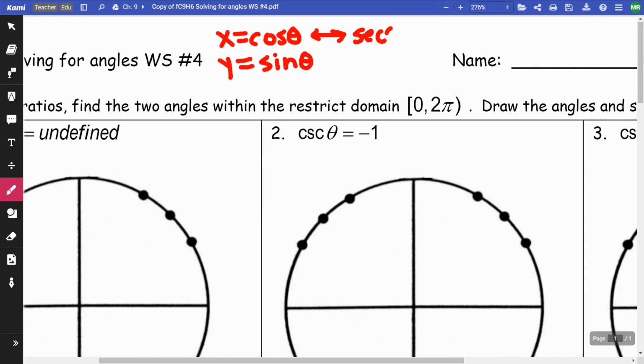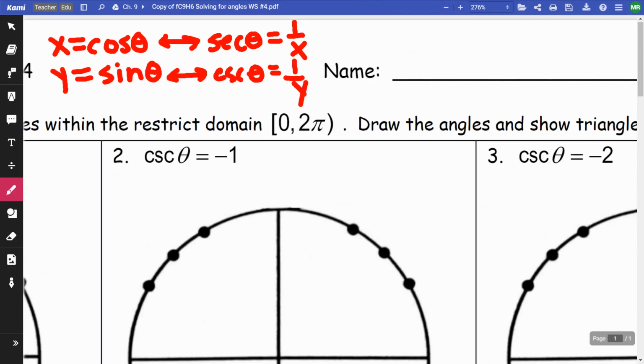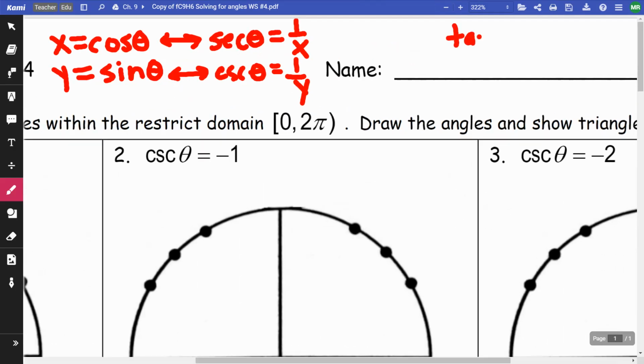remember, C doesn't go with C and S doesn't go with S. That's how I remember it. This is going to be equal to 1 over x. And the reciprocal of sine is going to be cosecant, and that's going to be 1 over y. And then tangent is equal to sine over cosine, or y over x, which means that its reciprocal, cotangent, is going to be x over y.